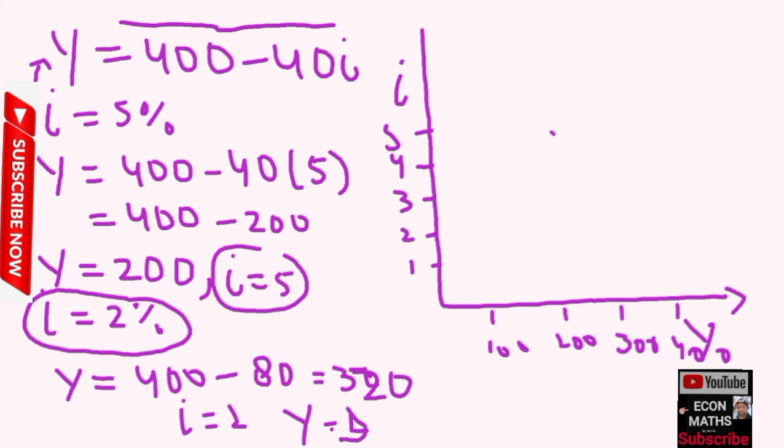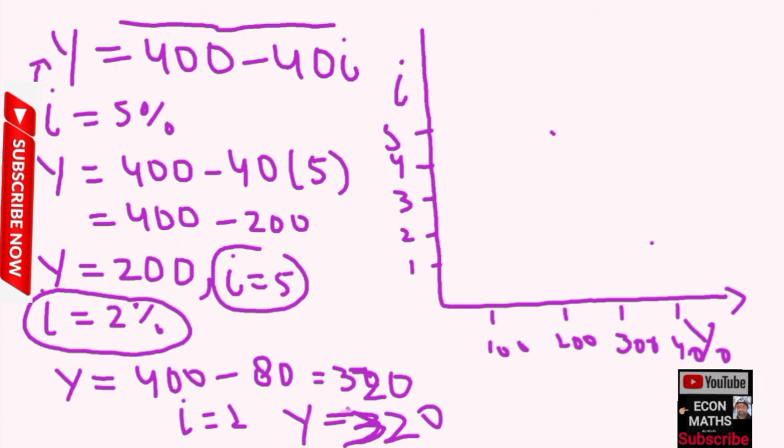So I will write here Y is equal to 320. So plotting this, i is 2, Y is 320. Now i is here 2 and our Y is 320, so this will be this very point.